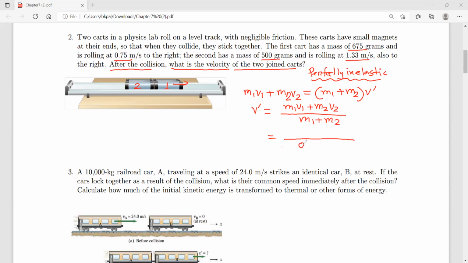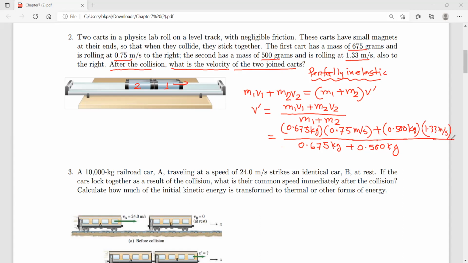So this is 675 gram. The number is given in gram, so we have to convert it into kilogram. The same thing for this one. So this is 0.675 kilogram, and then 0.75 meter per second, plus 0.500 kilogram, and then 1.33 meter per second.